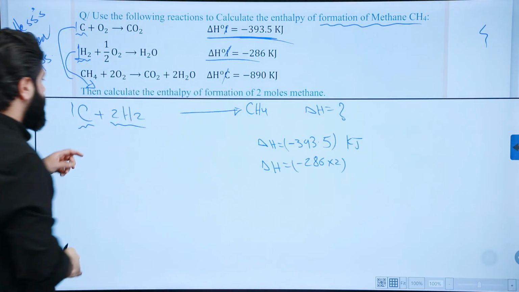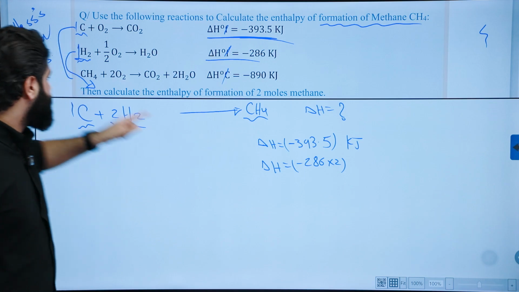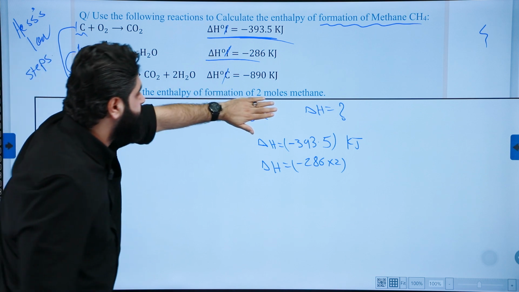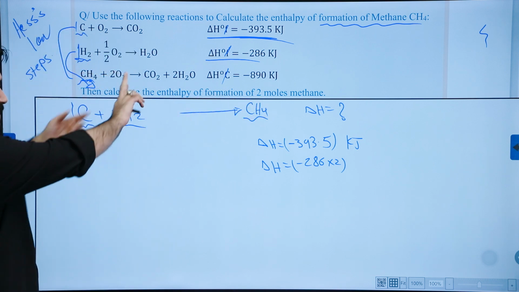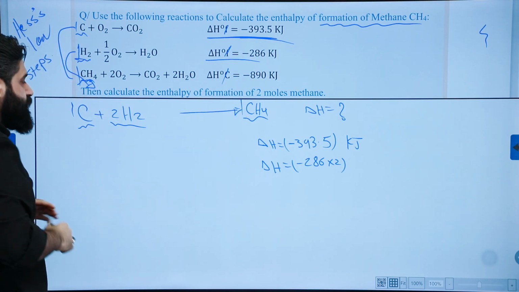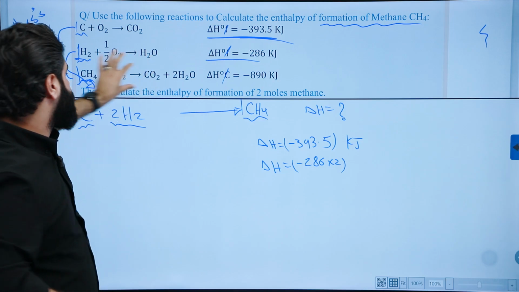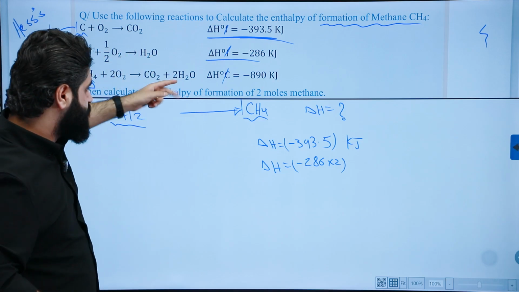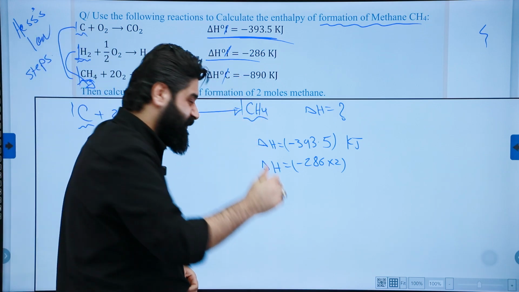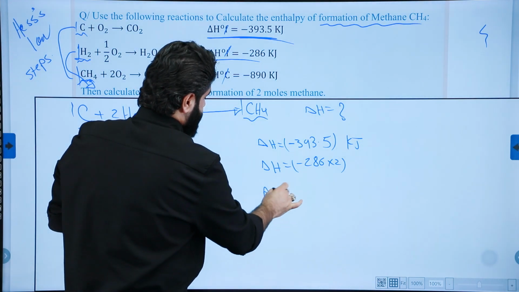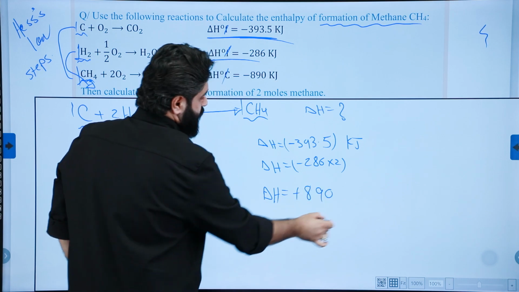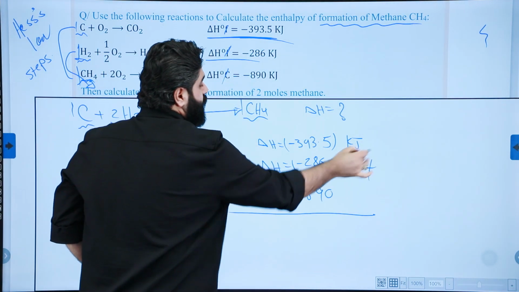Nice. And then CH4 is in the third step, right? Position: this is a product, this is a reactant. So this one must be reversed. And the number of moles is 1 by 1, so we don't multiply or divide the third reaction by anything. Just reverse it. Once I reverse a reaction, the sign of delta H must be switched. Delta H equals positive 890. And now just use your calculator and add them all.